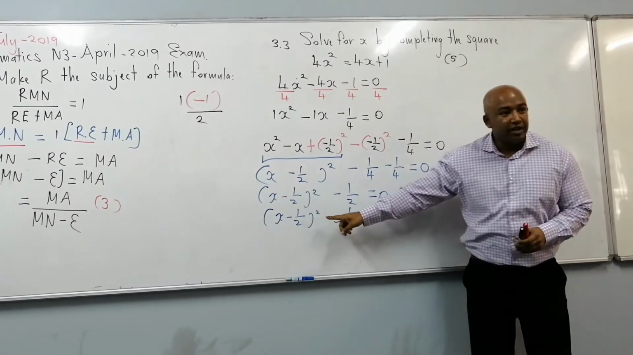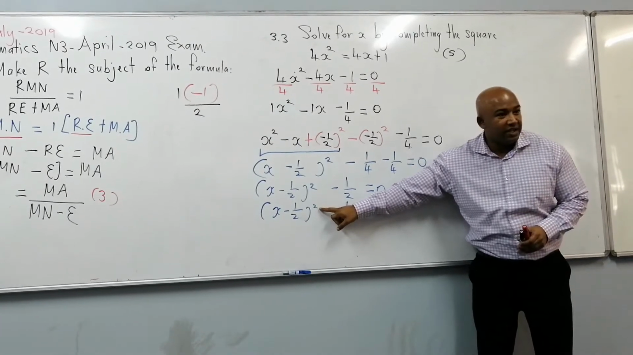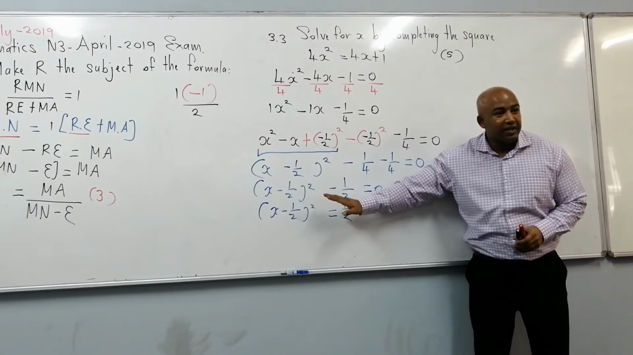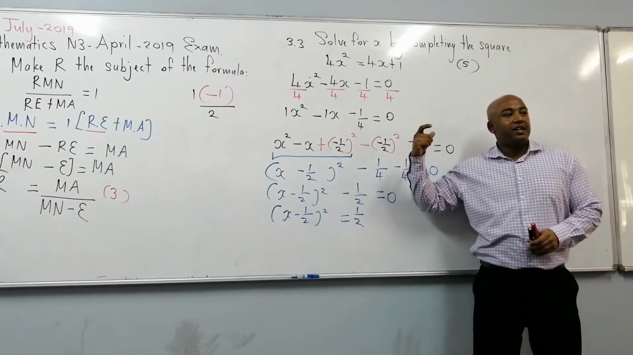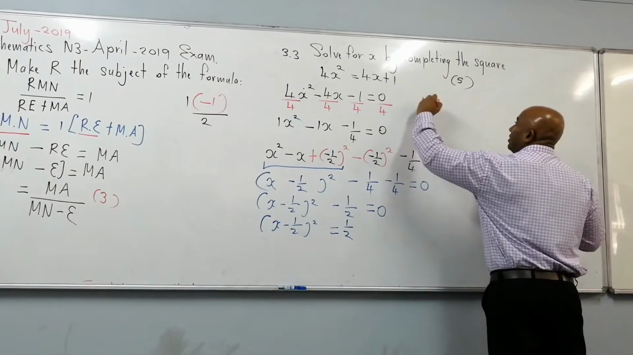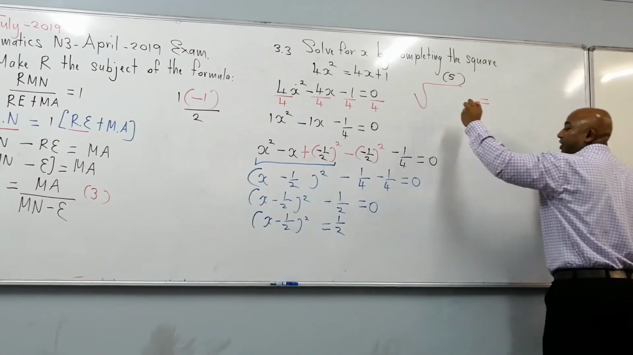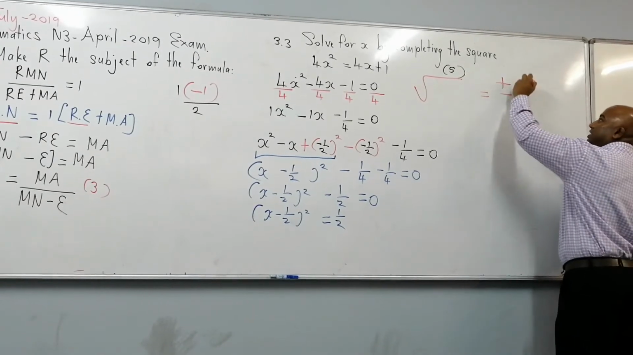I need to solve for x, but the problem is I have a square here. Can you see that? So if I want to get rid of the square, what do I do? I'm going to find the square root of both sides. Okay. So I'm going to find the square root of both sides. Now when you find the square root, remember there's two possibilities, plus or minus there.